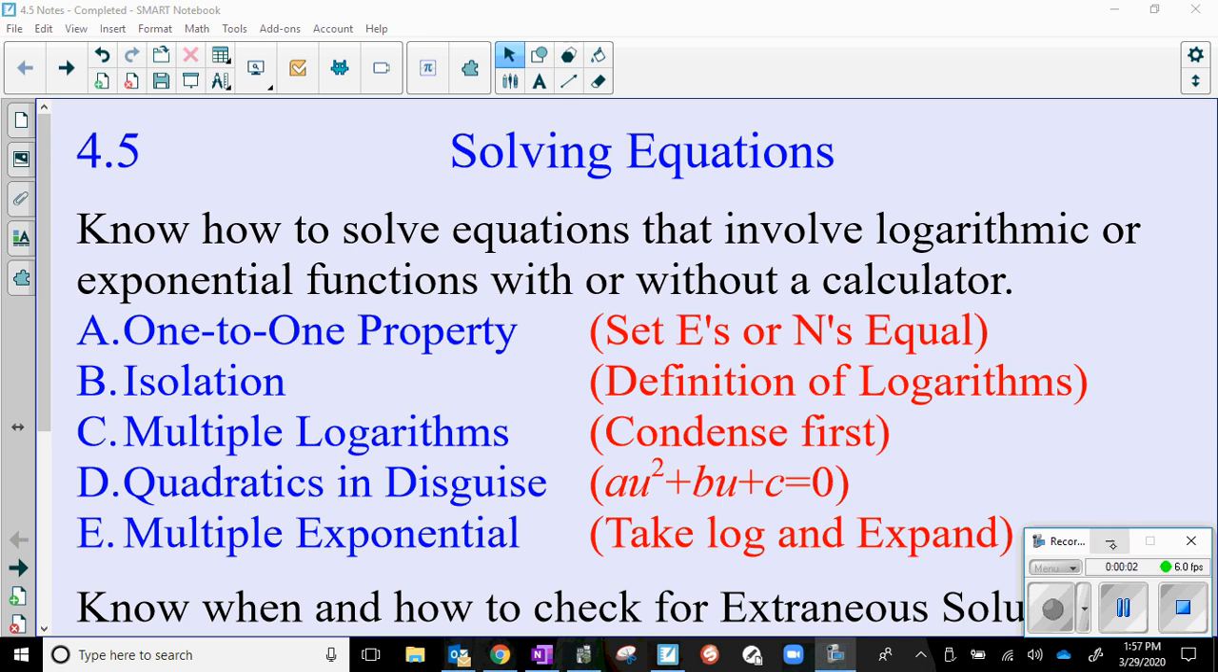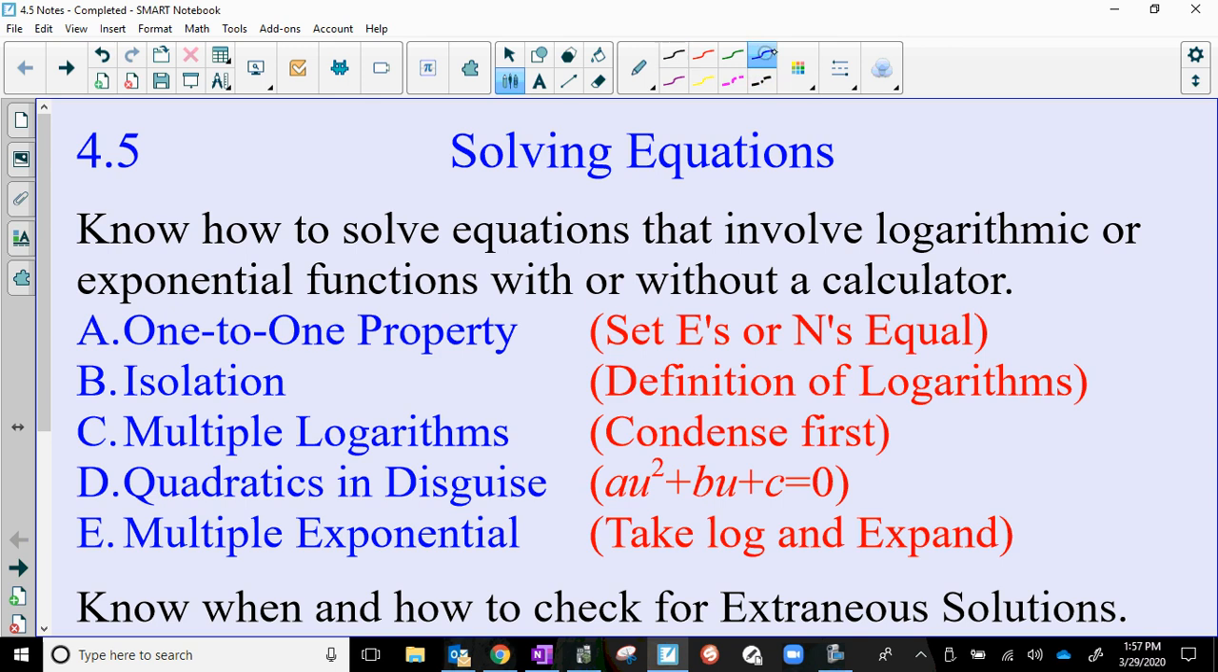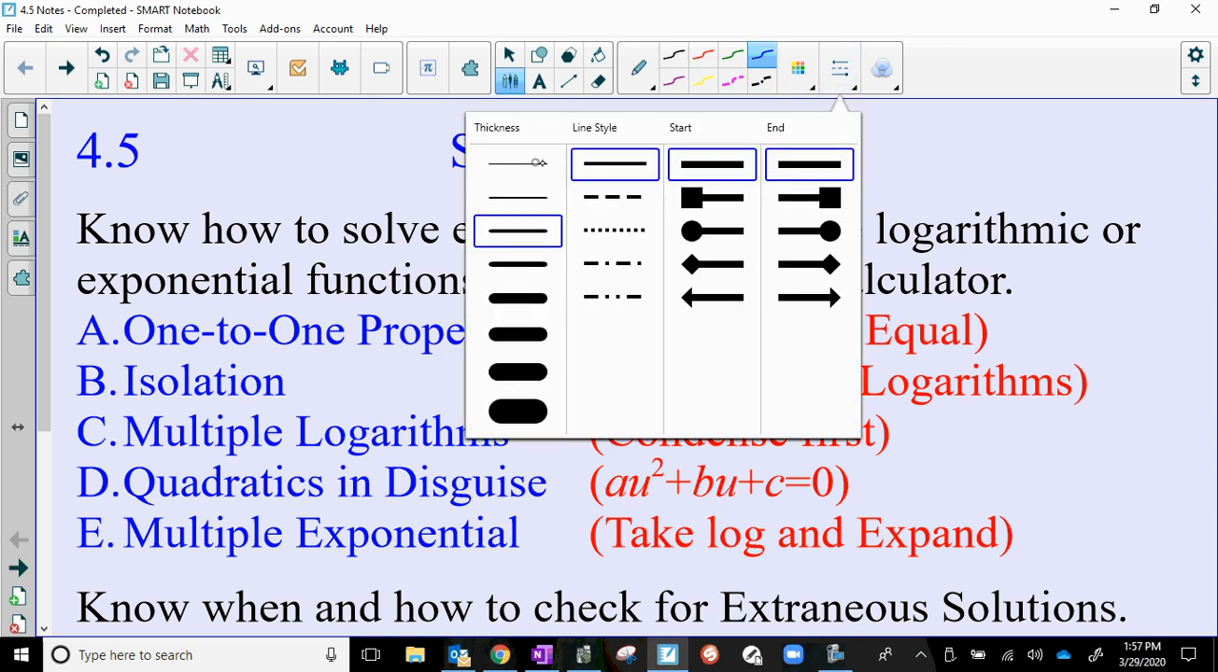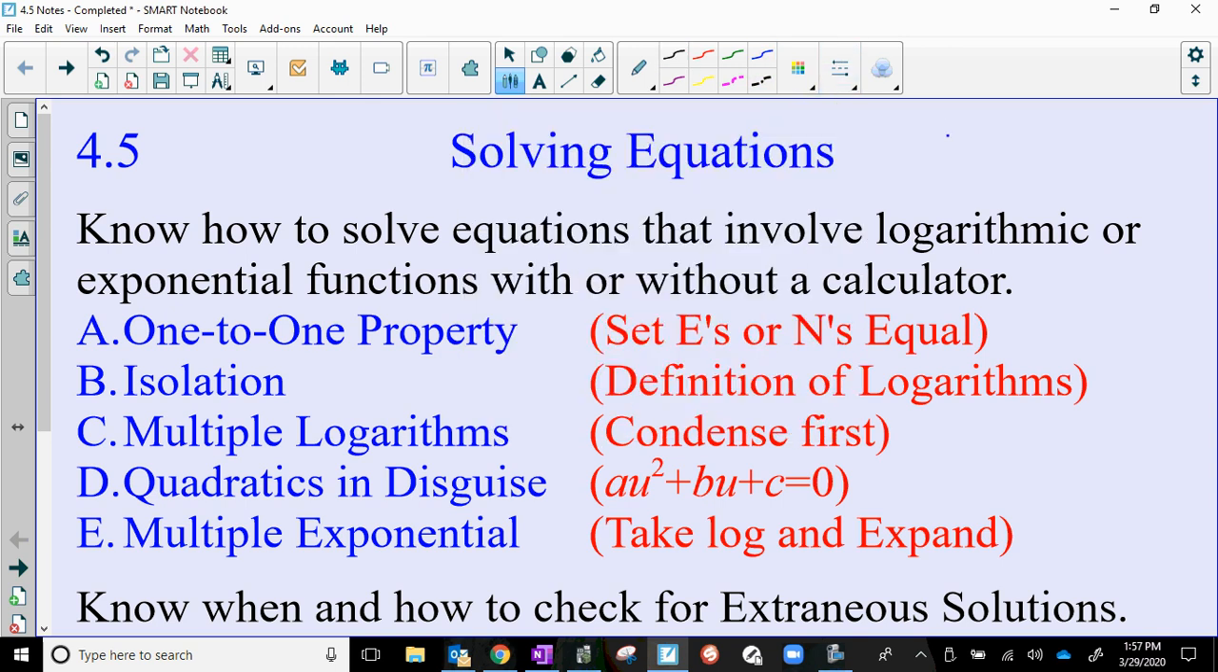As we get to the end of this unit, we're going to be solving equations. And then the last part of this unit is going to be using the skills of solving equations to solve some real-life application problems. Okay, so to solve equations, we are going to focus on 5 major categories that we're going to run into for how to deal with getting rid of a logarithmic equation or an exponential equation.